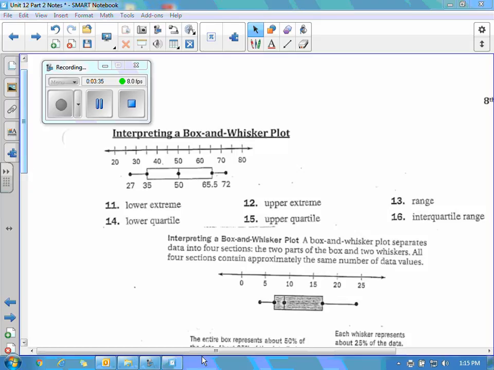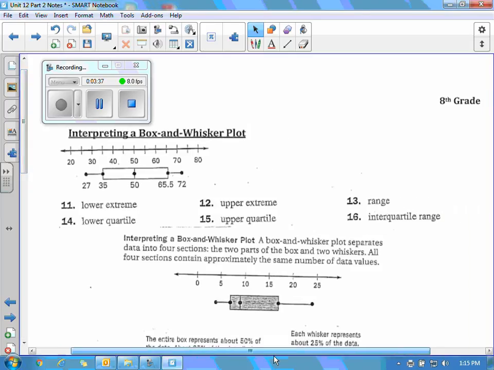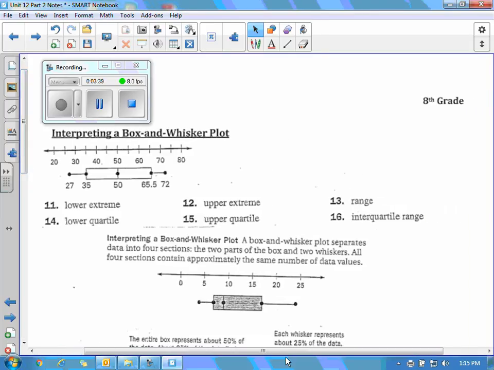On the back side, we're going to look at interpreting a Box-and-Whisker plot. The first thing you want to do is be able to find the different values from it. So here's our example Box-and-Whisker plot. Our lower extreme is always going to be the far number to the left, which is 27, the far number that we plot. The lower quartile is then going to be 35, which is always where our box starts. Our upper extreme is 72, the furthest number to the right. Our upper quartile is where the box ends, which is 65.5.